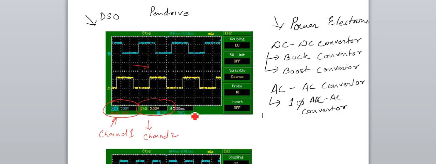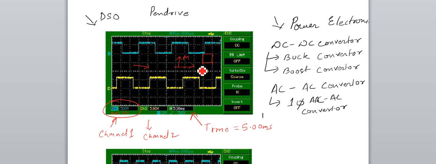This is your time, given as 5.00 millisecond. This DSO screen is split into small dotted squares. The x axis tells you about the time, and the y axis tells you about the magnitude.